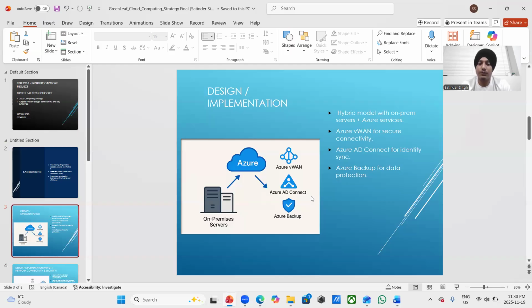For example, with one-time sign-in, you only have to sign in one time, and you can explore all the things which are available on the cloud. And the last point is Azure Backup for data protection. Backup is quite important in this hybrid model, because if any failure occurs, because of redundancy there is no chance of data loss, as there is always a backup. So it is always protected.